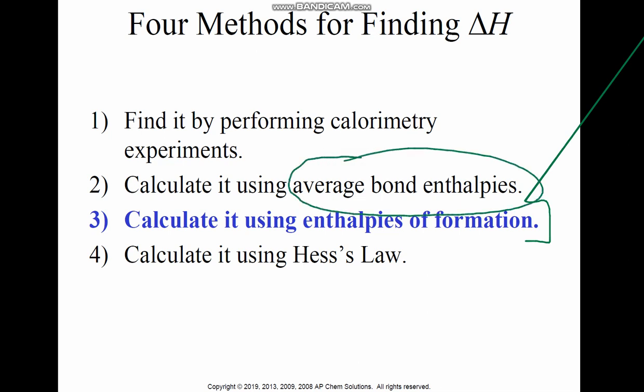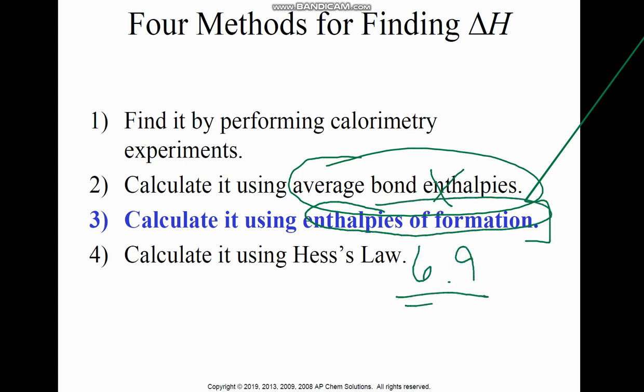So what we did in the last video was use average bond enthalpies. This is not very accurate at all. It gives us a very inaccurate number for the change in enthalpy, but when we use the enthalpies of formation, this one's a little bit better. And then in 6.9, which is the last part of this unit, we will do Hess's law.